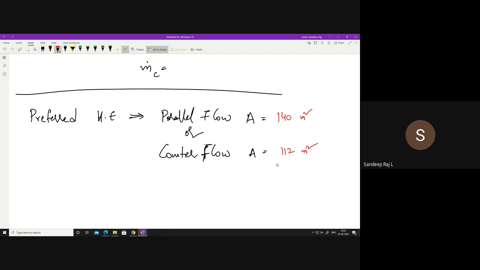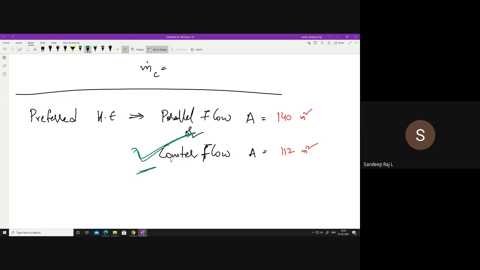And for creating the same effect, the parallel flow is taking a lot of area. So what happens is, if your area is increasing, your cost is increasing. Area increasing means you have to increase the size of your tube, and obviously cost will increase. So most of the times the counterflow heat exchanger is preferred, because it creates the same effect as the parallel flow with less area. So that is a good thing regarding counterflow. Keep that in mind.